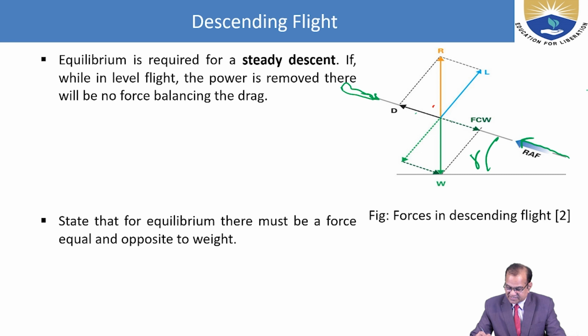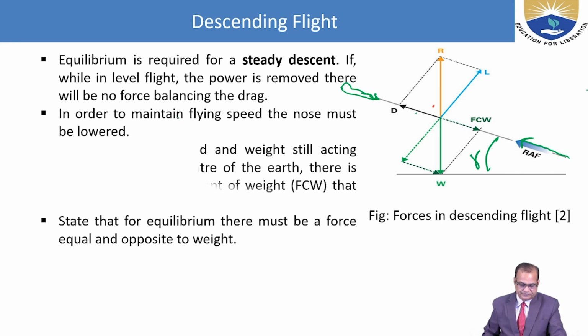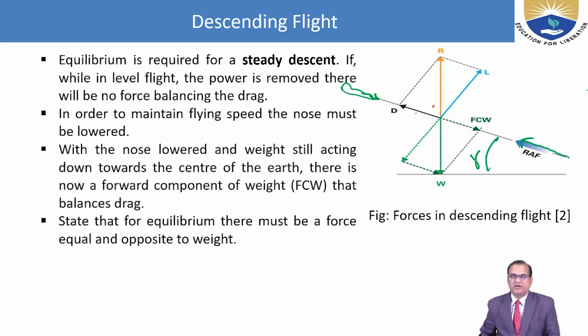So the lift will act in this case. In order to maintain flight speed, the nose must be lowered. So in this case, you have to lower the nose so that it will start falling down. With the nose lowered and weight still acting downwards towards the center of the earth, there is now a forward component of the weight that balances the drag.